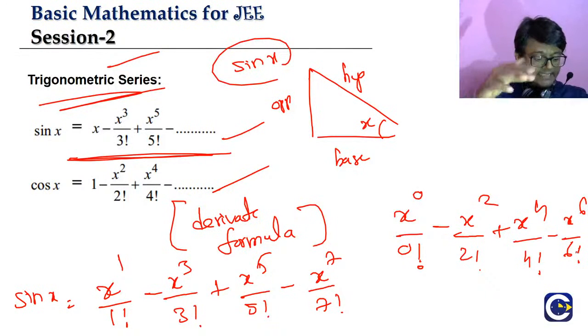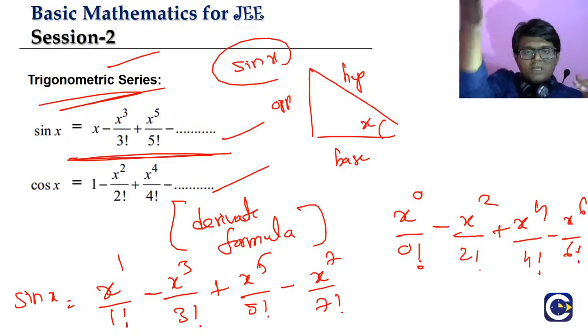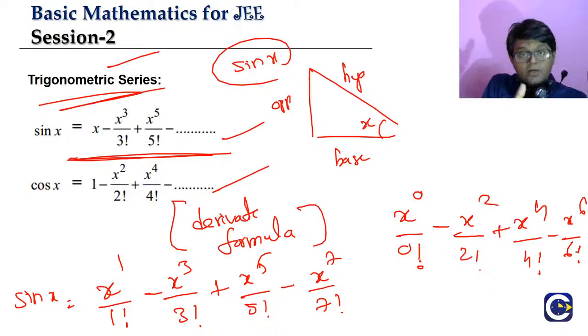I am even telling you how we try to remember it. So sin means what? All odd powers. Whatever is the power, the same factorial will come in the denominator. What is factorial? 5 factorial means what? 5 into 4 into 3 into 2 into 1, like that, isn't it?